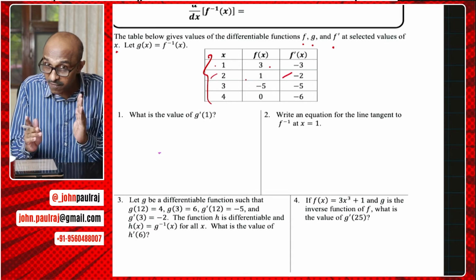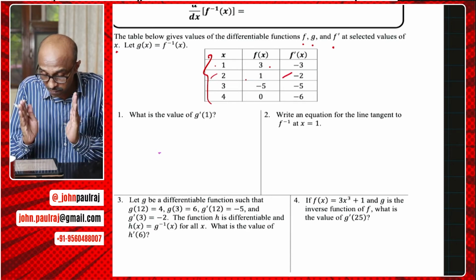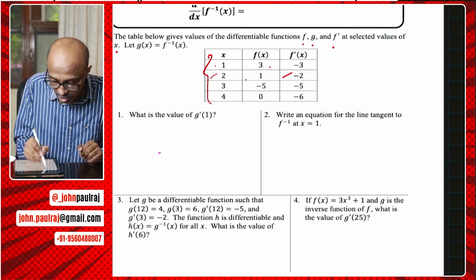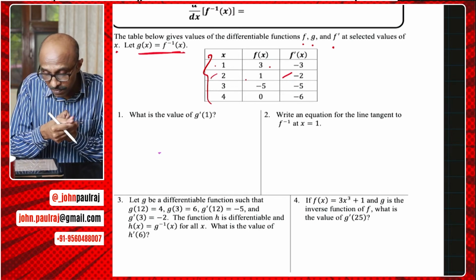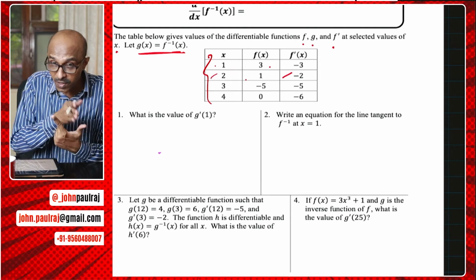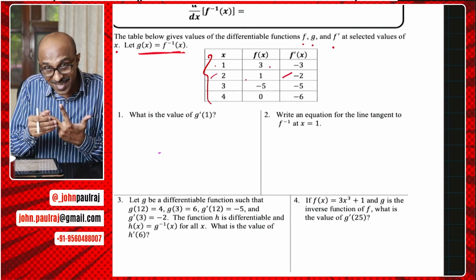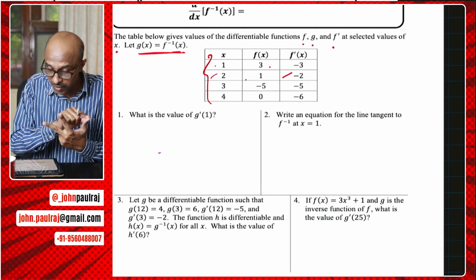So f is a function, f prime is a new function. Remember that, okay? They are two different functions. But what is g? They said g is the inverse. So that's a third function. f is the original function. f prime is the derivative of that original function. g is the inverse of that original function, okay?